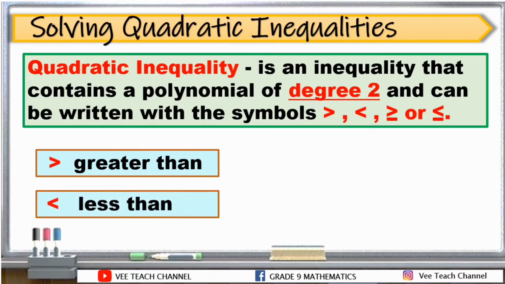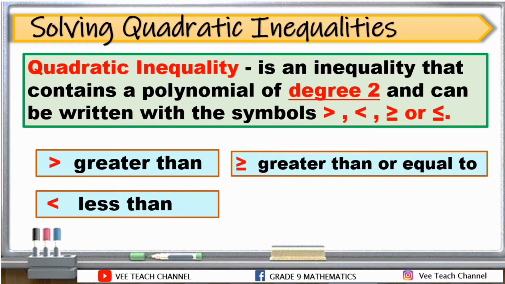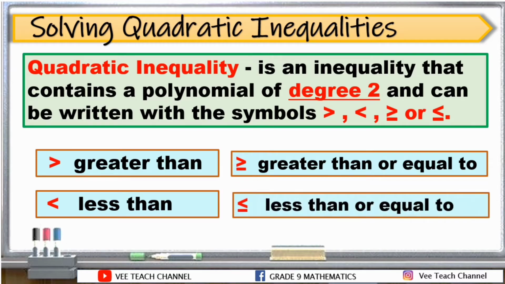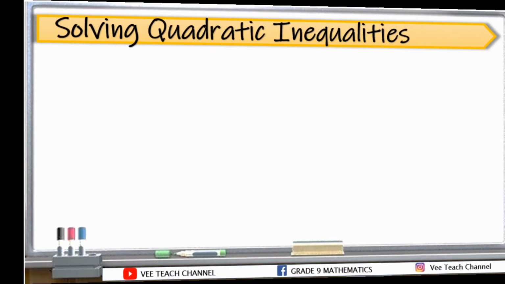Ayan, we have greater than, less than, ito, greater than or equal to. Ayan ang basa natin dyan, yung parang may line sa ibaba, greater than or equal to. Then yung isa, less than or equal to. Ayan yung mga symbols na ginagamit natin sa quadratic inequalities. Again, we don't use equal sign here.